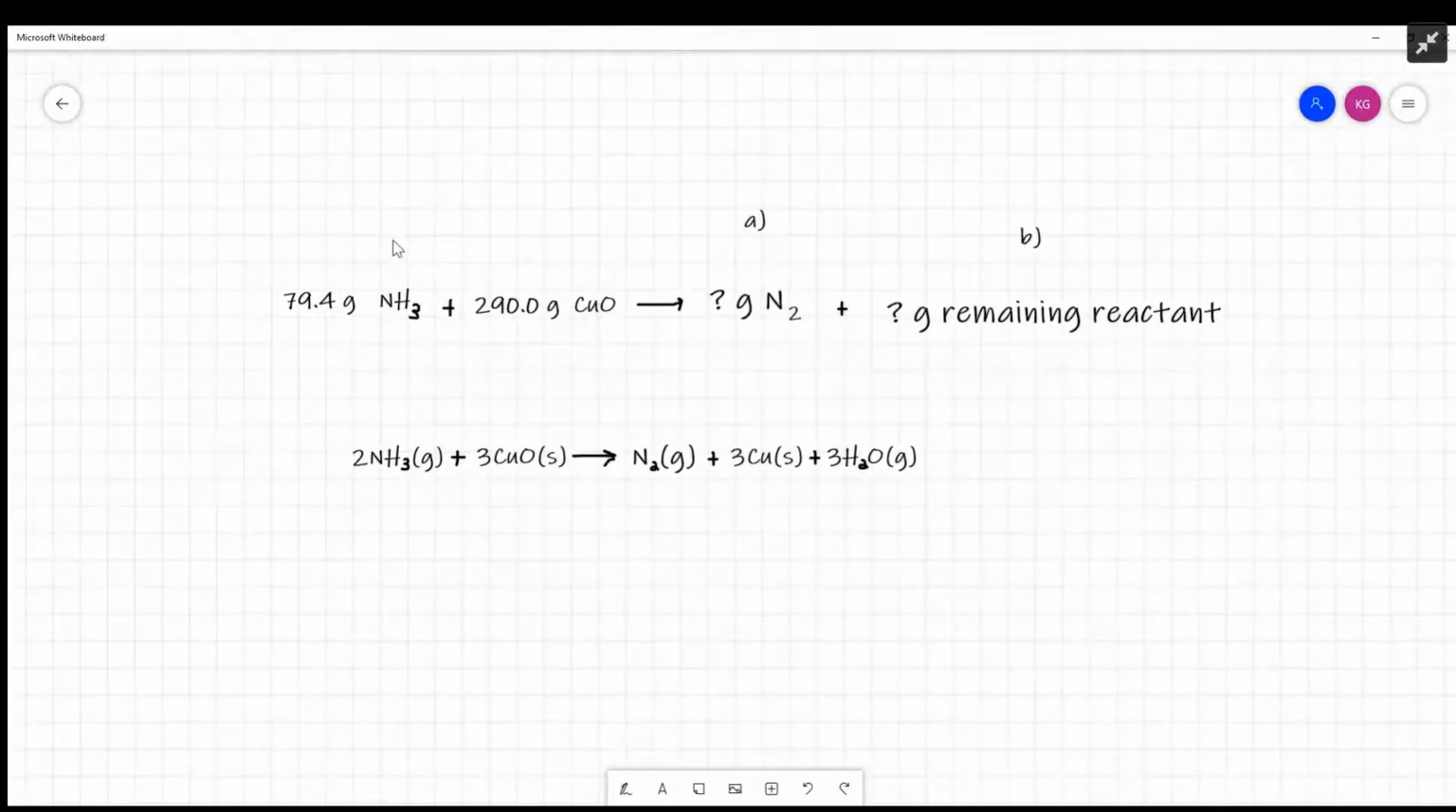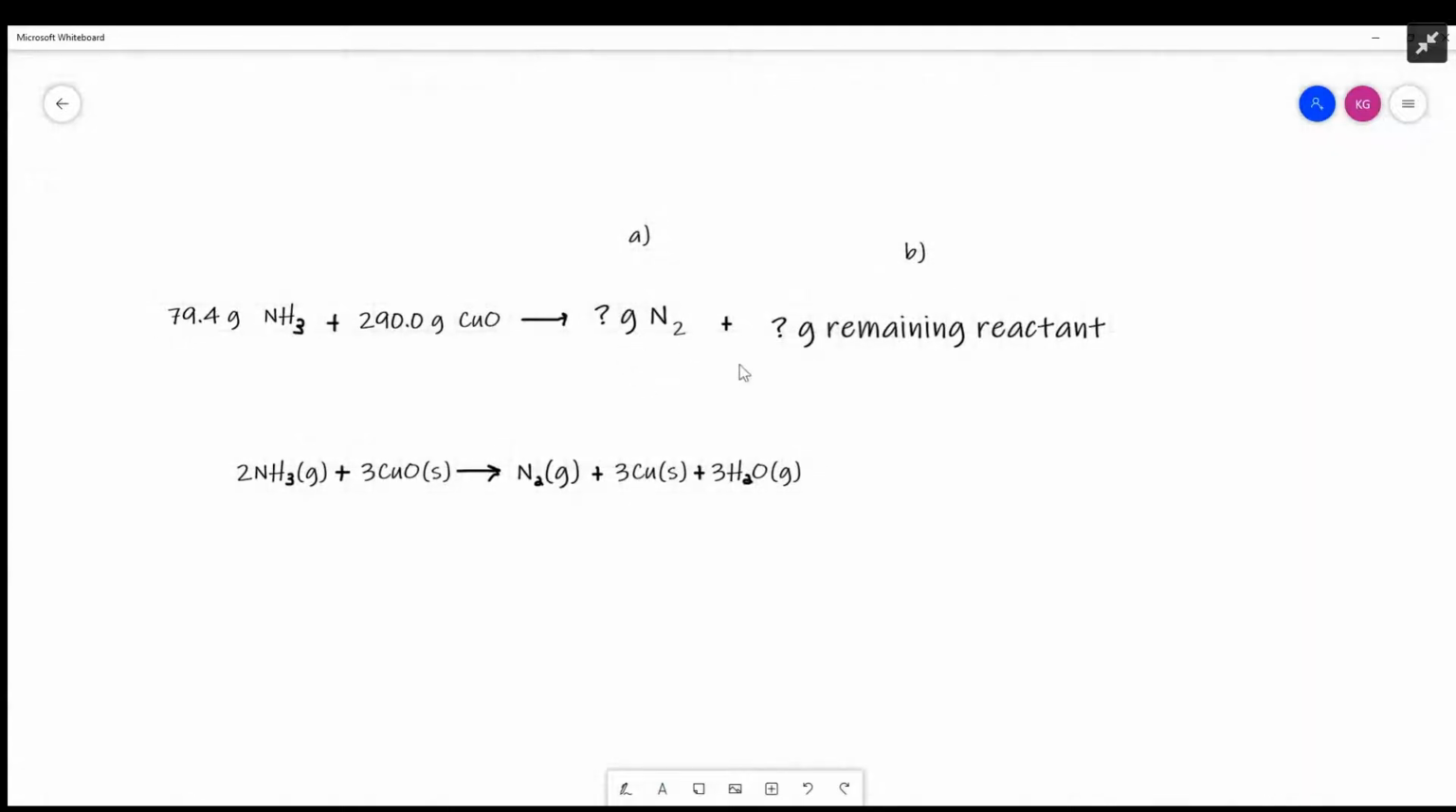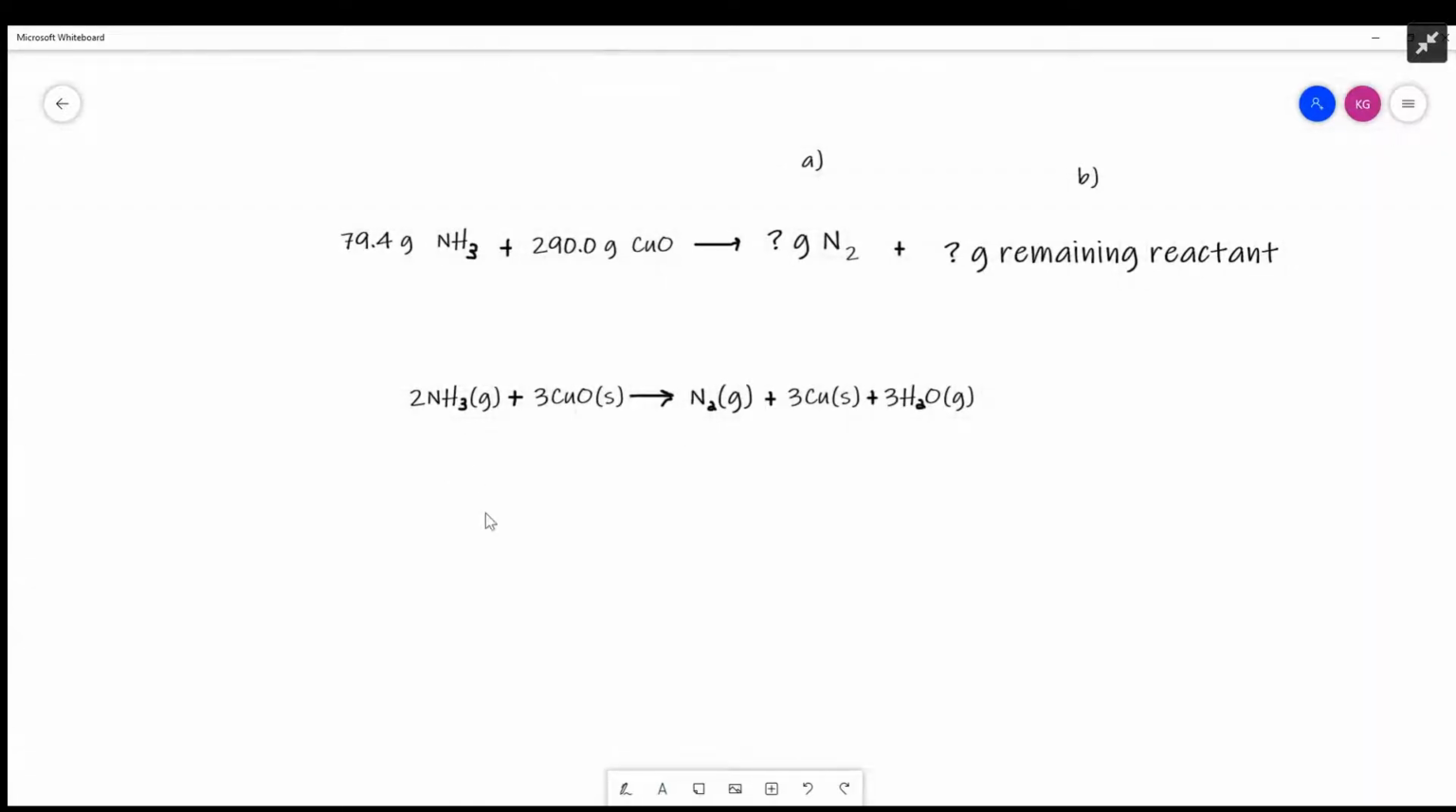Okay, so here's our reaction. 79.4 grams of NH3 and 290.0 grams of CuO. And we've got to figure out how much nitrogen gas is produced and how many grams there are of the remaining reactant. And we're going to use this balanced chemical equation that they gave us.